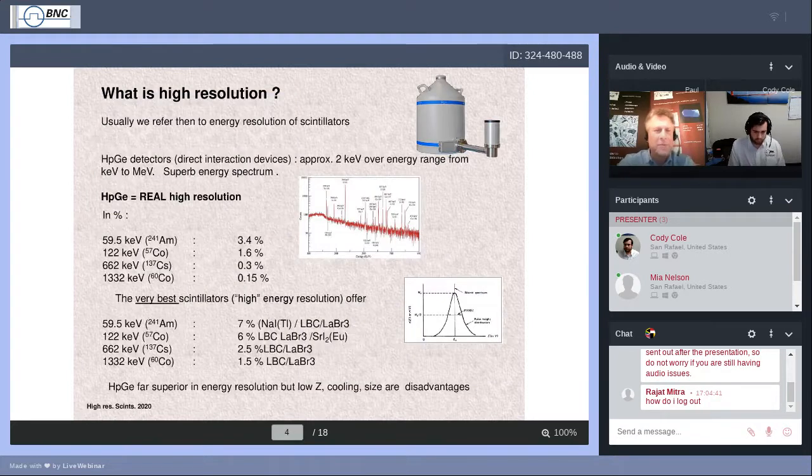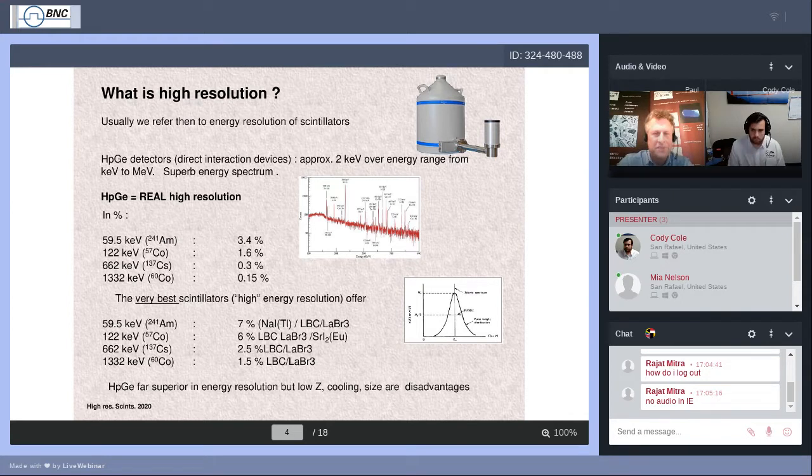So what is high resolution? We usually mean energy resolution. High purity germanium detectors are direct interaction devices, so there's no light produced when radiation passes through the material. We have direct electron hole pair production. There the resolution is roughly 2 keV over the entire energy range from a few keV to MeV. And this gives you a really superb energy spectrum.